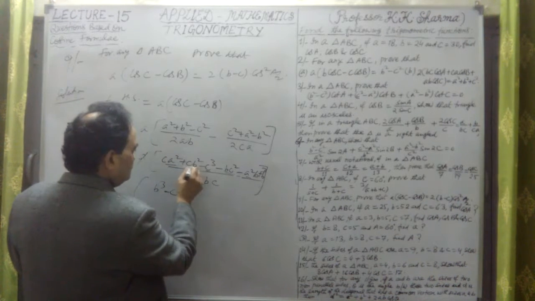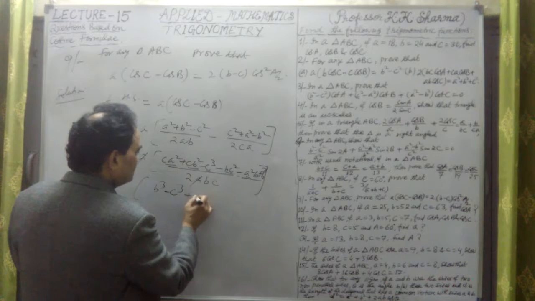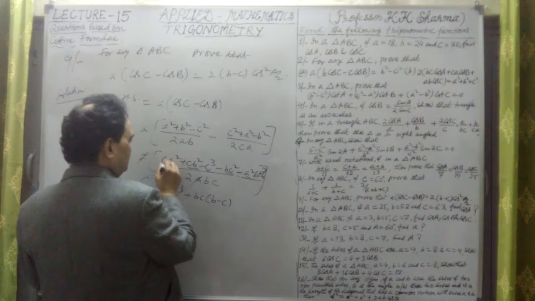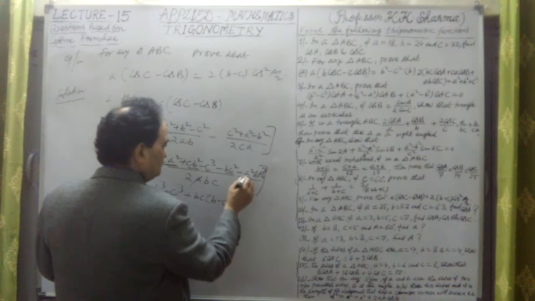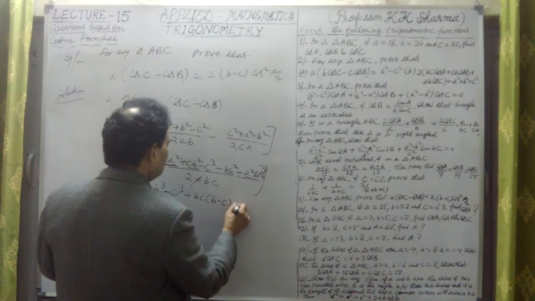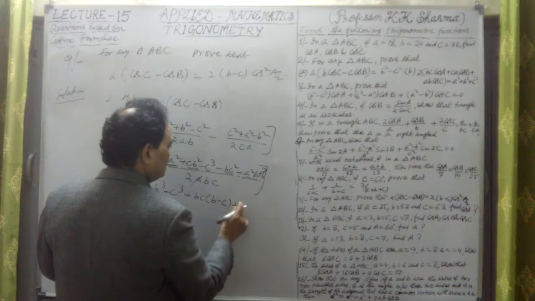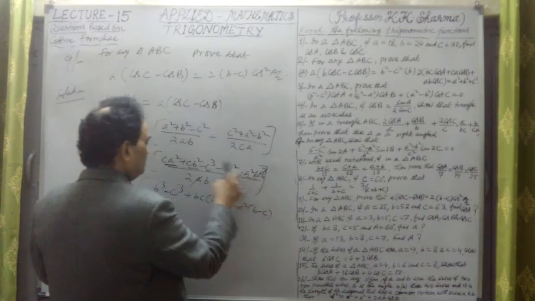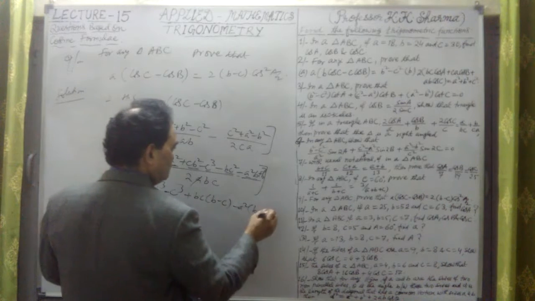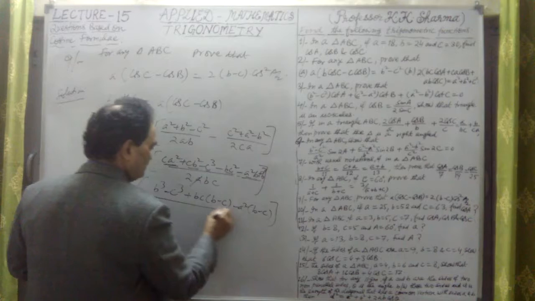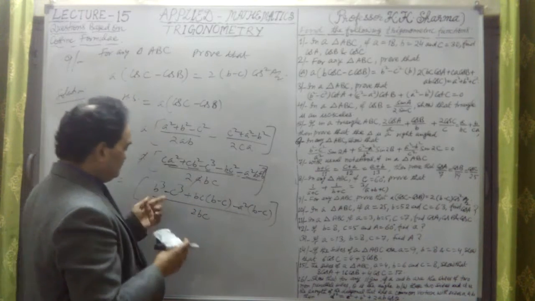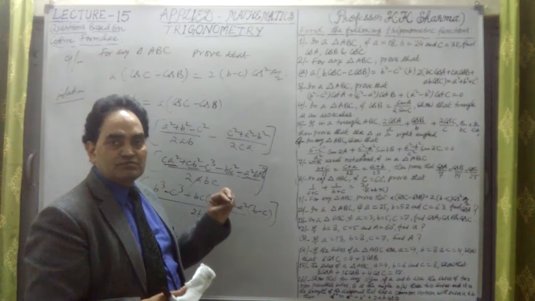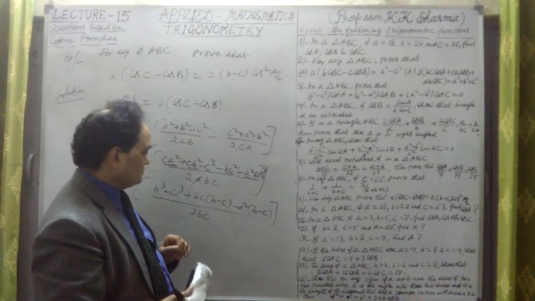From CB square and BC, if I take plus BC common, it is B minus C. And from the CA square and A square B, let me take minus A square common, this is B minus C. So this is 4 divided by twice BC. Now this B cube minus C cube in one bracket is B minus C, in the other bracket it is B square plus C square plus BC. All plus vanish.